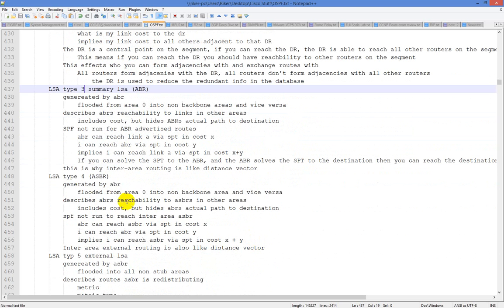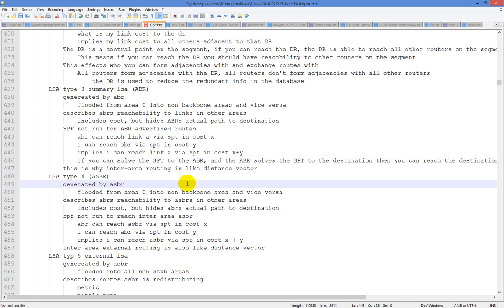ASBRs do a very, very similar thing, generated by the ASBR. And the ASBR can also be an ABR, so it can be advertising a Type 3 LSA as well as a Type 4 LSA. Depending on where you're trying to recurse to will determine which type of LSA you recurse to. If you're trying to reach an external LSA, you're going to use the Type 4 LSA. If you're trying to reach something that's outside your area but internal to OSPF, you're going to use a Type 3 LSA.